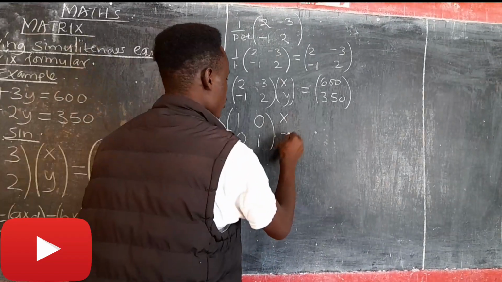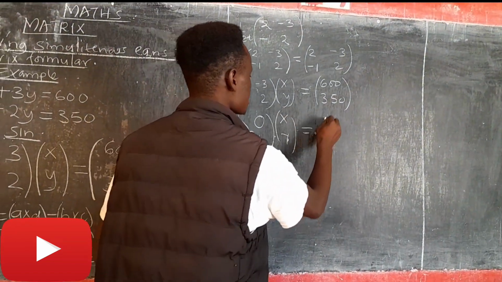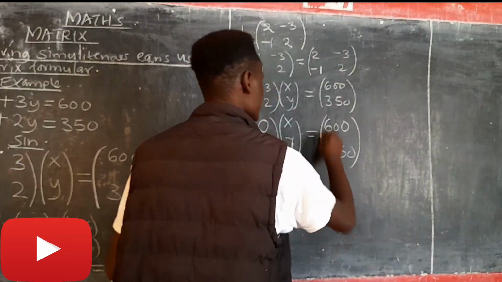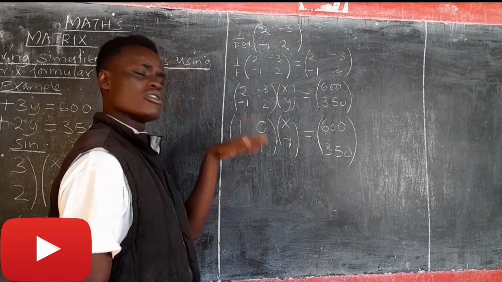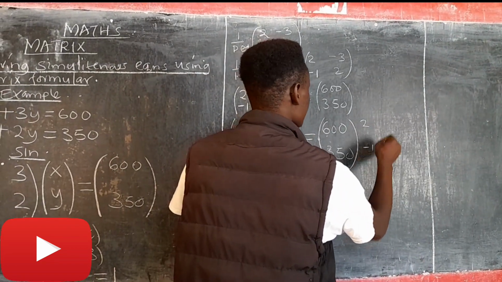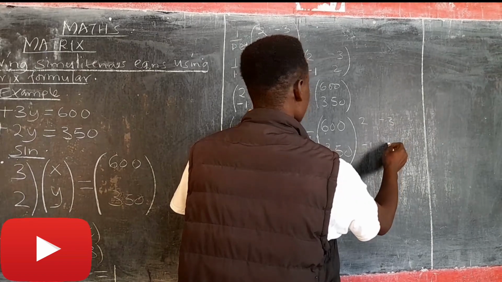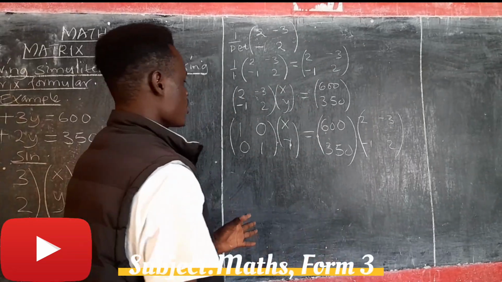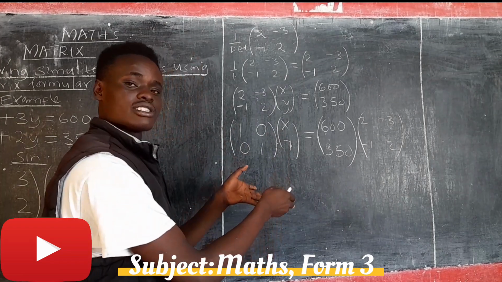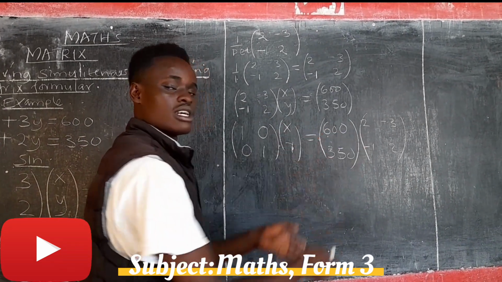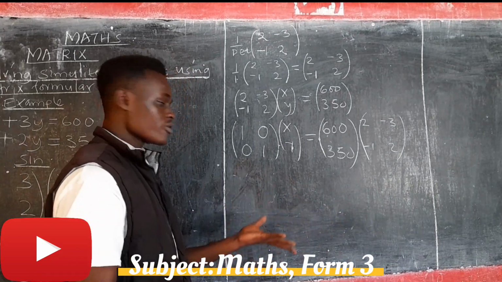Then we put x, y is equivalent to 600, 350. And we said we are going to multiply the inverse on both sides. So our inverse was this. So we are going to multiply 2, negative 1, negative 3, then 2, on the other side. So therefore, already we are done with the left side. So what is needed of us is to get the resultant of the right hand side. And this is what we are going to do.